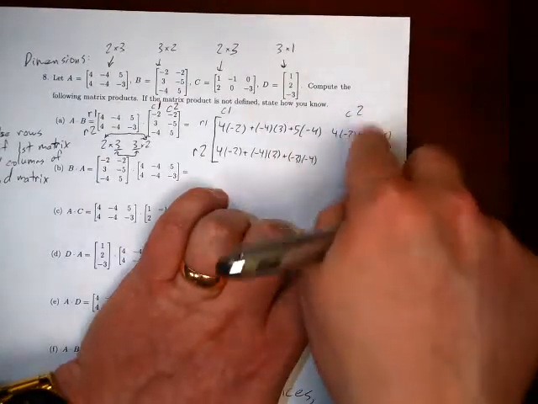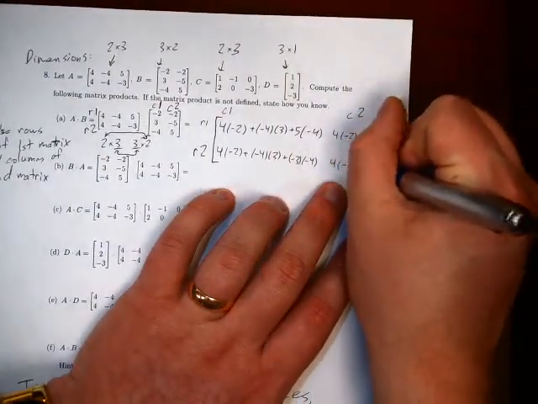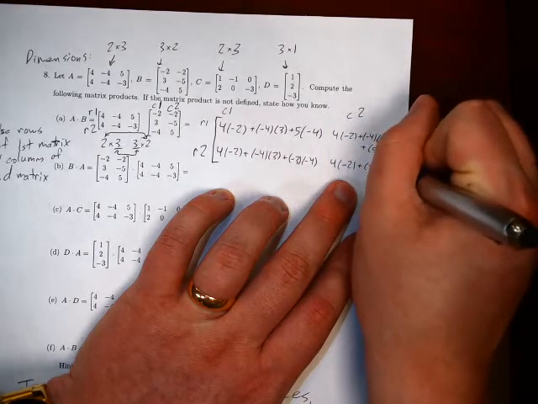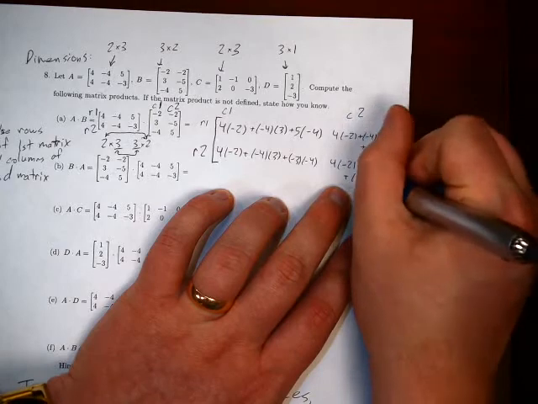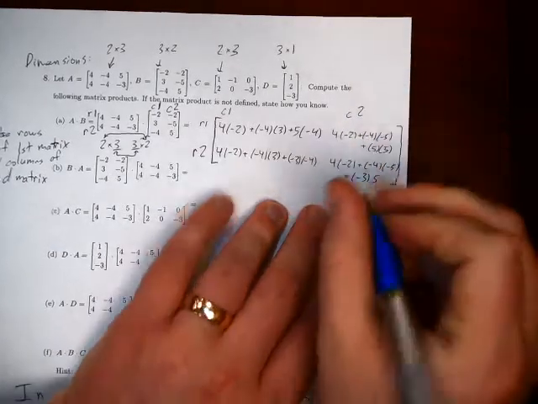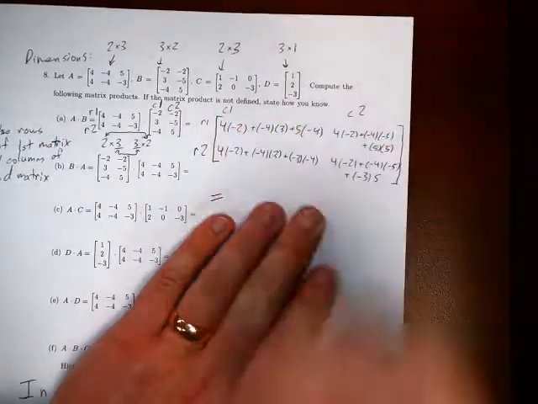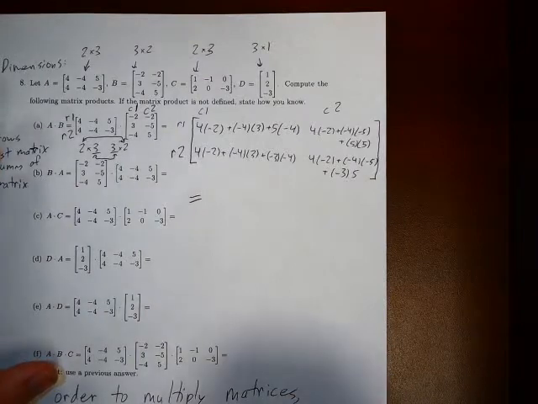And then for our row 2, column 2 entry, what we'll do is we'll take 4 times -2 plus -4 times -5 plus -3 times 5. And so when we actually do these calculations, we'll determine what those numbers are, so that we can complete our matrix multiplication.